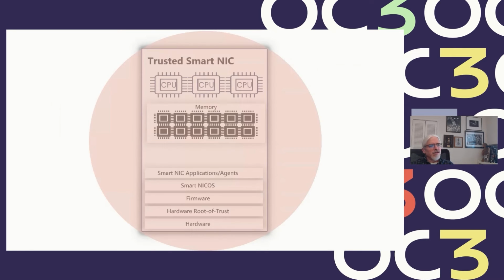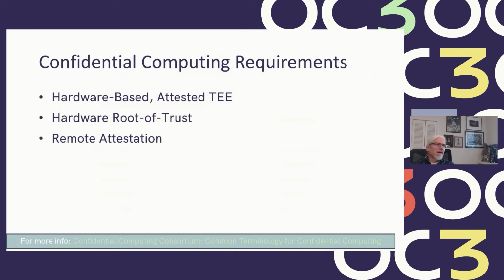What does that look like in pictures? Well, it's a pretty easy picture. The whole thing needs to be attested. And it's not that different when you think about it from attesting a workload running inside of a container. You attest the hardware measurements, you attest the root of trust measurements, the firmware, and all of those things. Confidential computing requirements, if you look at the CCC definition of confidential computing, it requires a hardware-based, attested, trusted execution environment, which means you have to have a hardware root of trust and remote attestation.